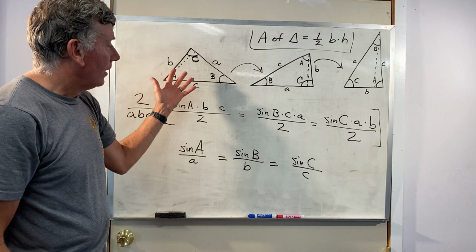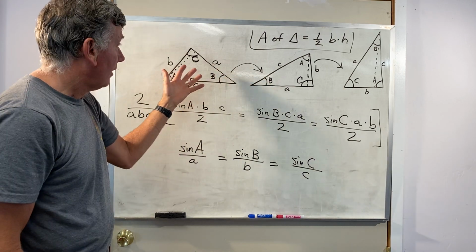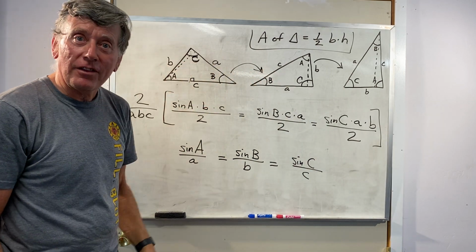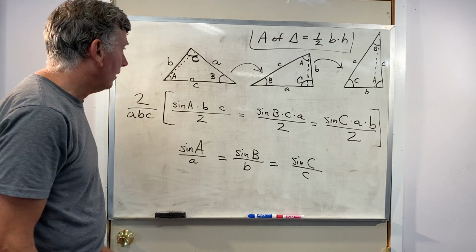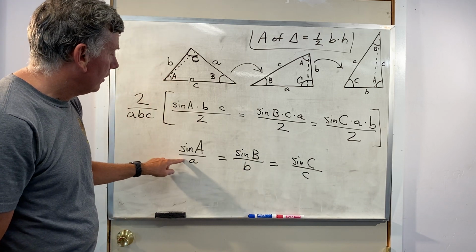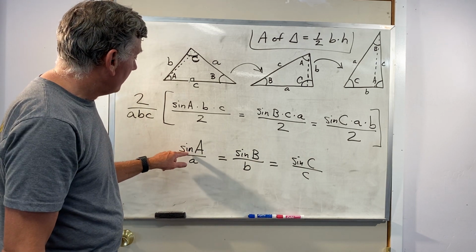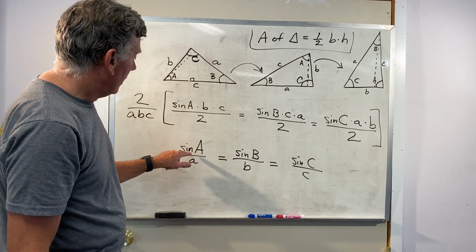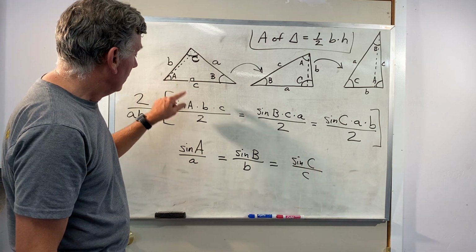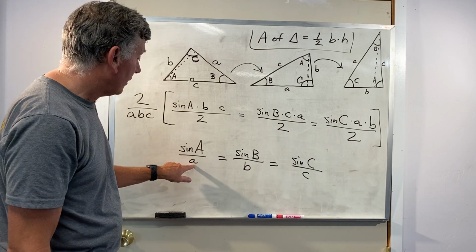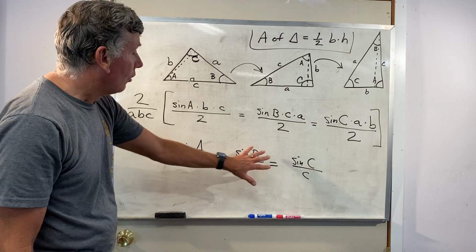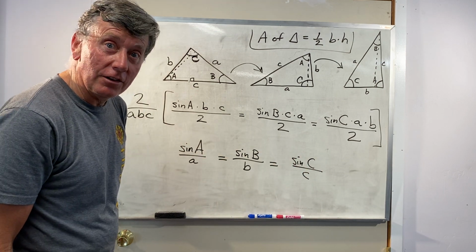It doesn't matter that the triangle is right or not, and I purposely chose a triangle that was not a right triangle. And I get this law, they call it a law, it's really a theorem, that the sine of that angle divided by this side ratio will work for any triangle.